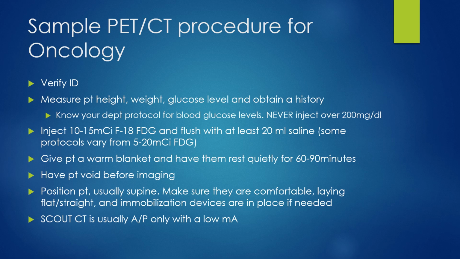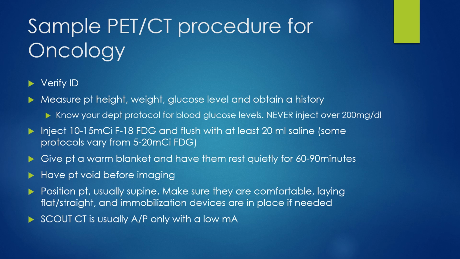Give the patient a warm blanket and have them rest quietly for about 60 to 90 minutes. Now, typically with oncology studies, you're doing eyes to thighs, so you're trying to cut it right at the base of the brain and not include the really hot brain activity. So that's not so much of an issue with hypermetabolism in some areas of the brain if they're overstimulated or anything like that. You're really giving them that warm blanket to help reduce the adipose tissue.